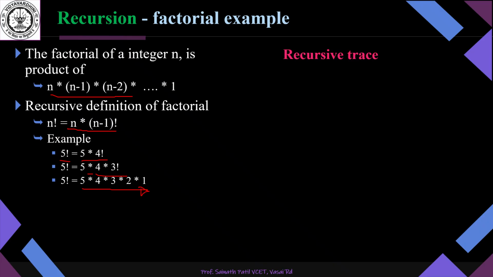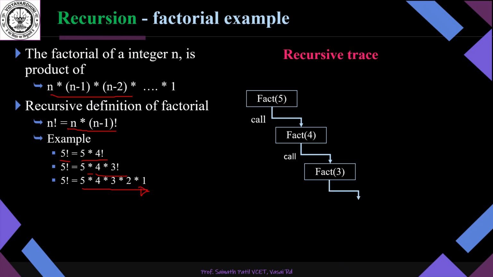The same thing can be represented as a recursive trace using the fact function. I have a function fact 5, which means I want to find the factorial of 5 using the fact function. The fact function calls itself by passing the value 4, that is fact of 4. Fact of 4 calls itself with fact 3. Fact 3 calls itself using number 2, and fact 2 calls itself using number 1, that is fact 1. So we keep moving towards the base case.